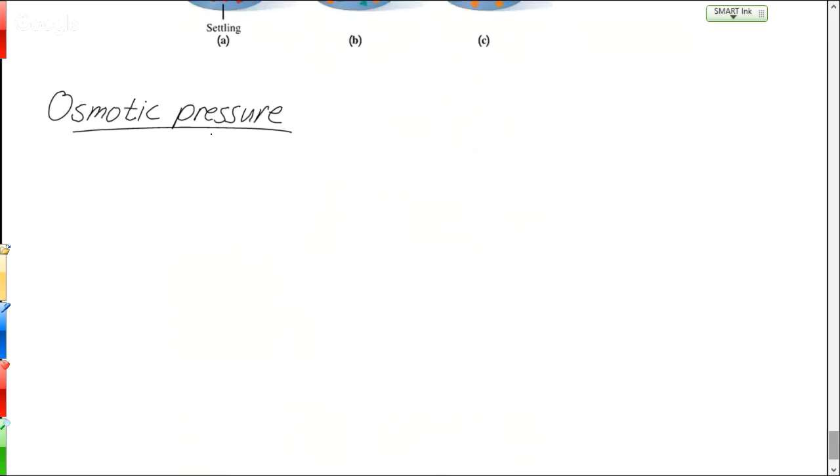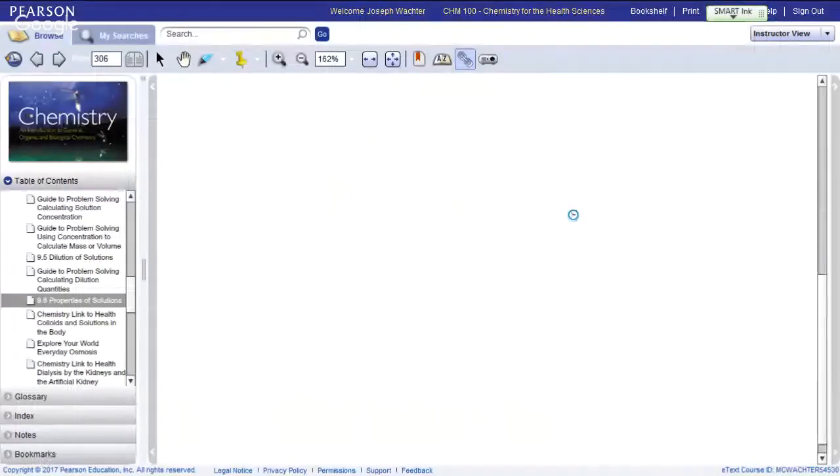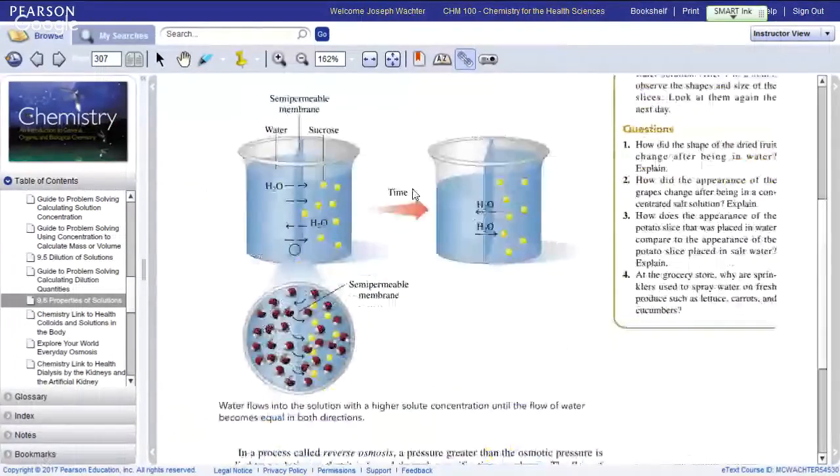So the reason that's a pressure is that there actually has to be a driving force to push that water through that membrane. And it looks like this. Again, I'll get a picture from the book so we don't have to draw a terrible version of it.